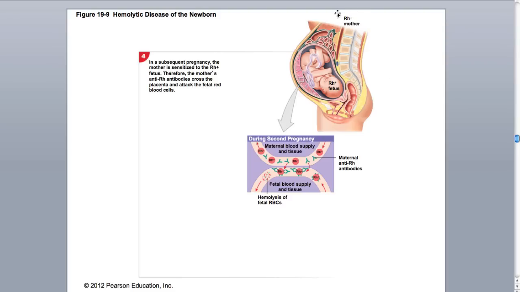Now, had the mom been Rh positive, then it doesn't matter. That story of hemolytic disease of the newborn will not happen. Because if the mom is Rh positive, nothing will happen. It does not matter whether the baby is Rh positive or Rh negative. We'll never run into this problem. It's only when the mom is negative and the fetus is positive that we set up the problem for this.